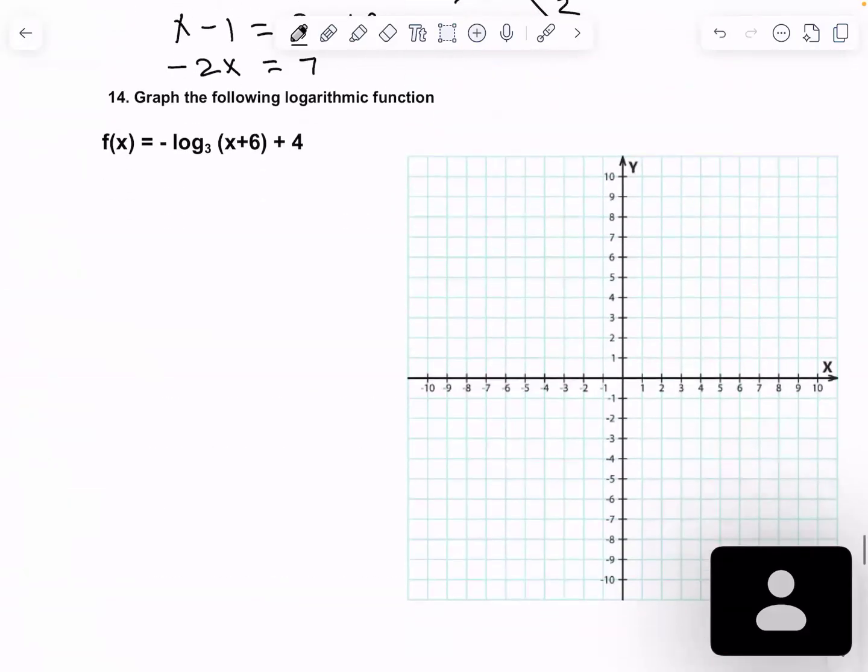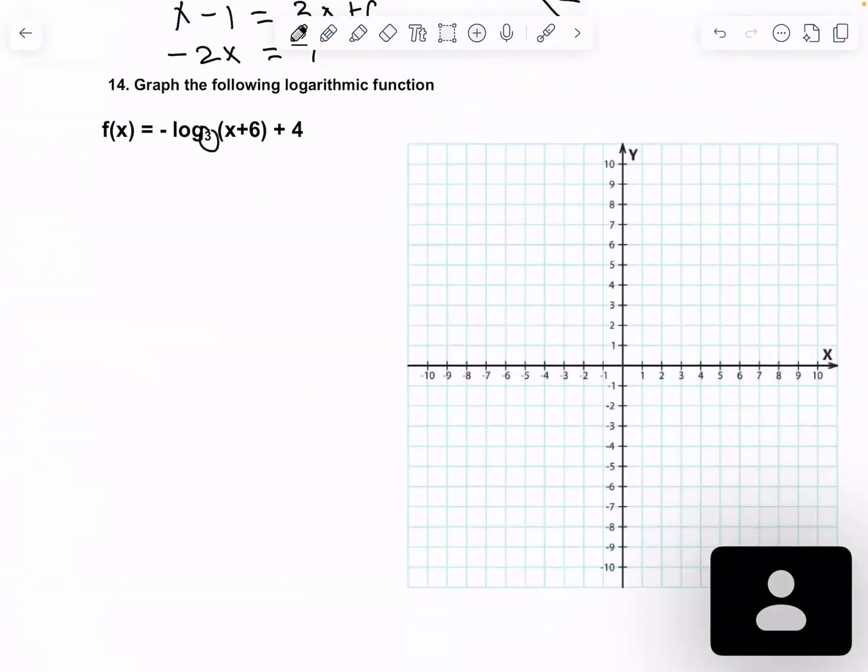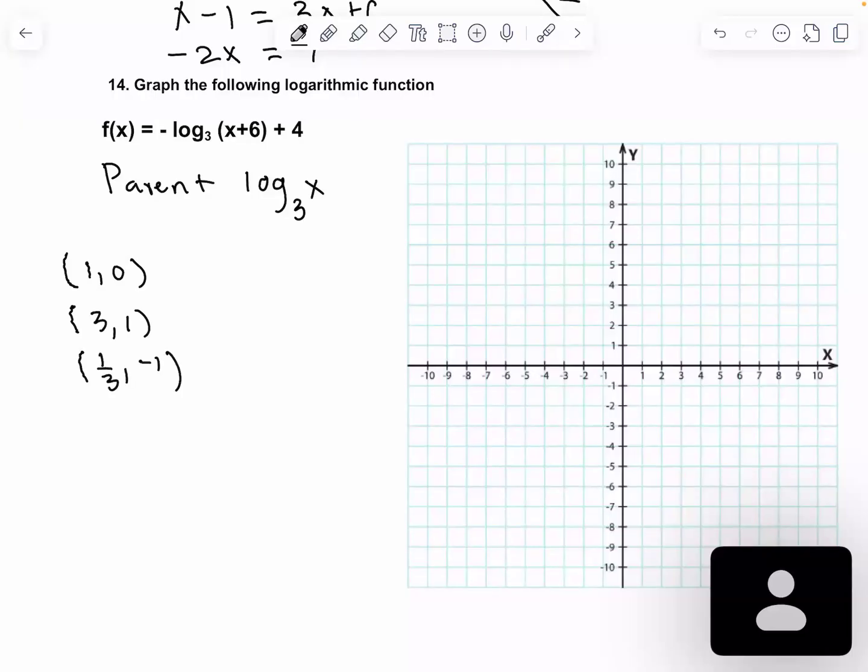Okay, graphing the logarithm. So this is base 3. So the first thing you know is the parent function is this. Okay, so the 3 points you have to know are going to be (1, 0), (3, 1), and (1/3, -1). Okay, so I'll have this negative right here. That's outside the function, so that's a reflection, right? So vertical reflection because it's outside, so my y's are going to be negative.